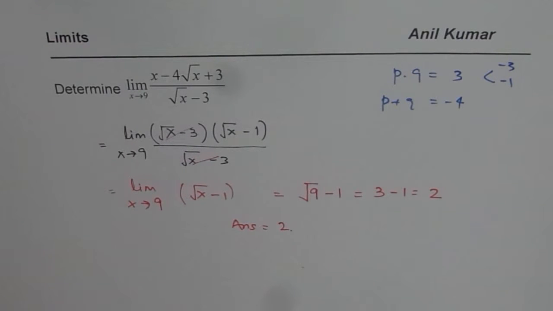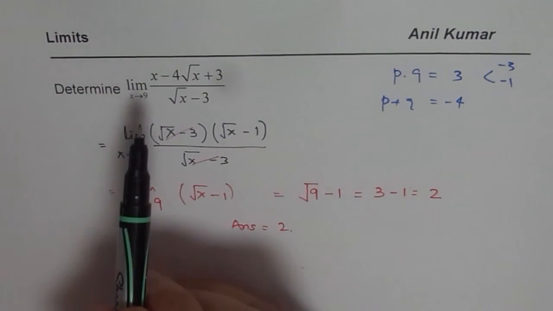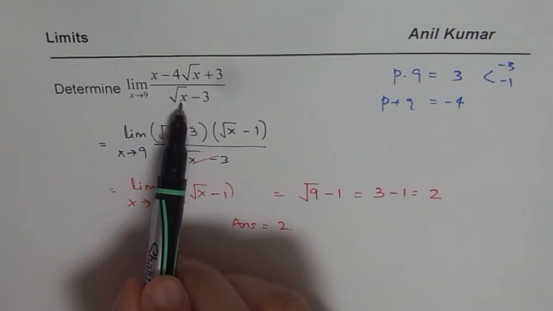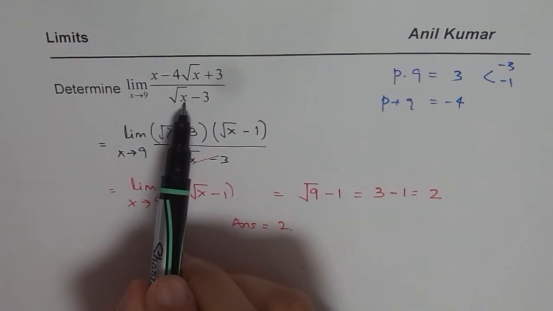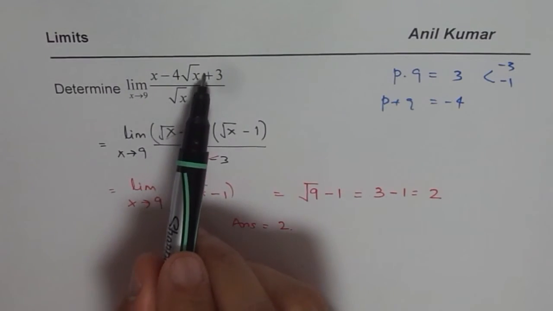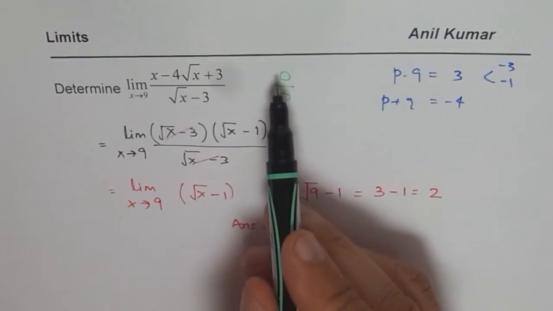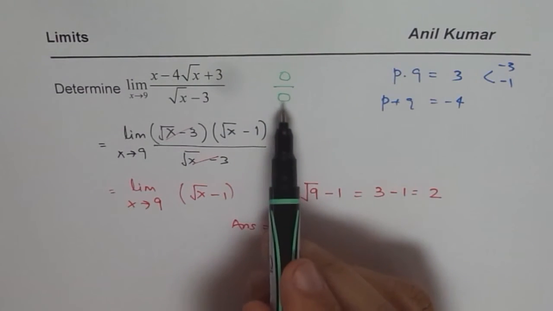Now my question here is, why did I factor? Well, the reason is, when I initially substitute 9 here, square root of 9 is 3, I get 3 minus 3 as 0. If I substitute 9 in the numerator, I get 0. So I get a form which is 0 over 0. This is indeterminate form. So whenever you get indeterminate form, you apply your strategies.